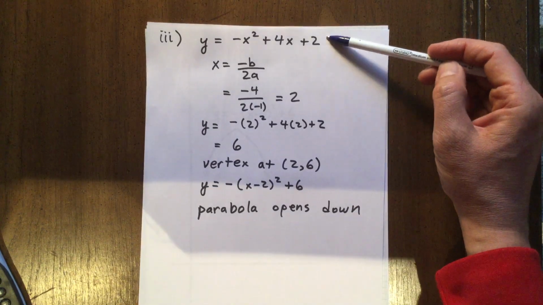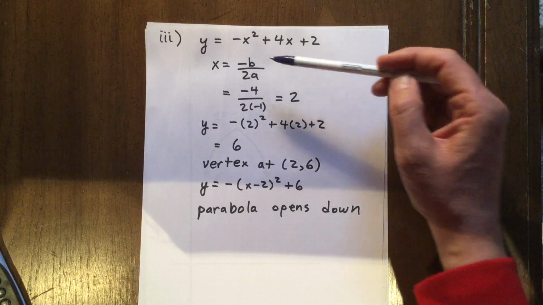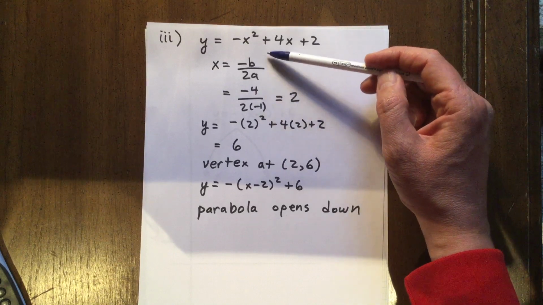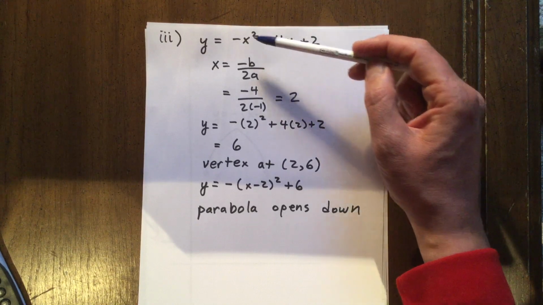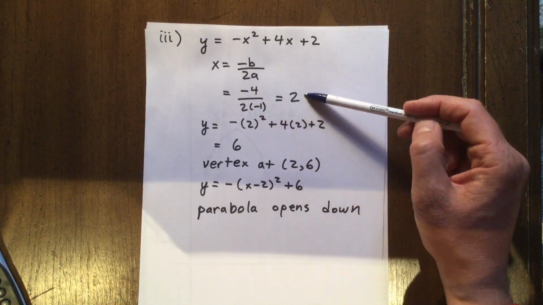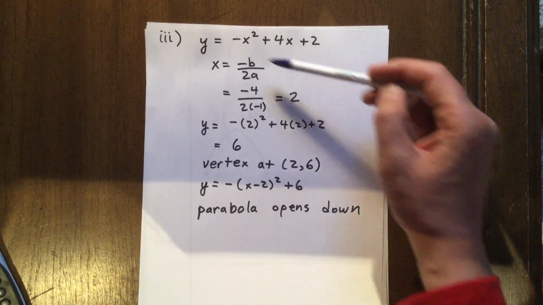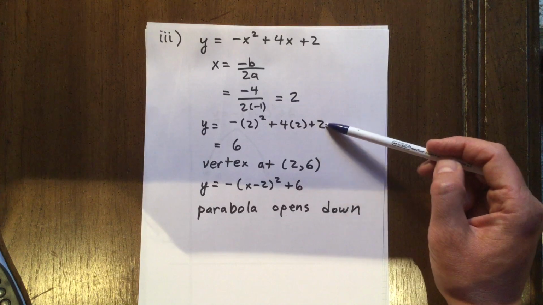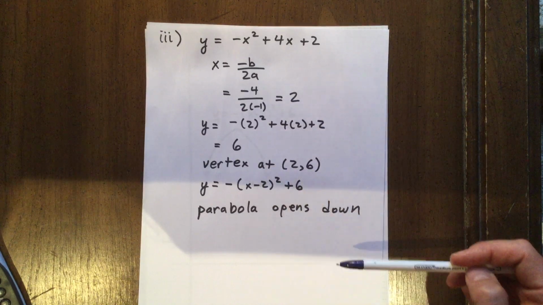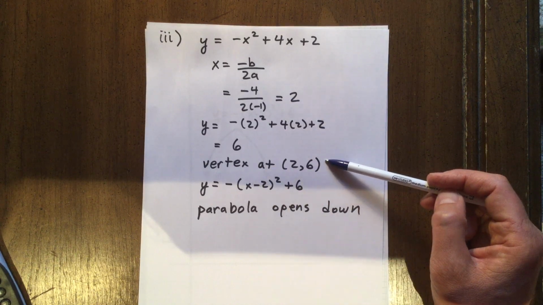y equals negative x squared plus 4x plus 2. Well, the x value of my vertex is at negative b over 2a, so it's negative 4 over 2 times negative 1, which is equal to 2. I take an x value of 2, I plug it in for y, and I get a y value of 6. My vertex is at (2, 6).